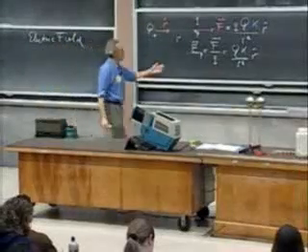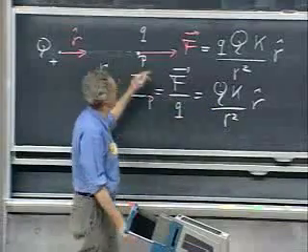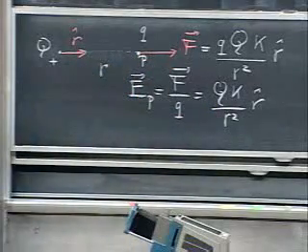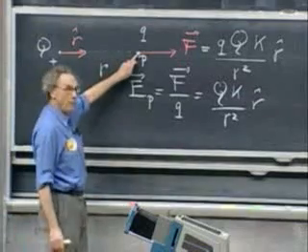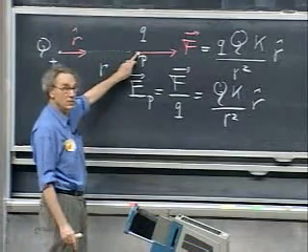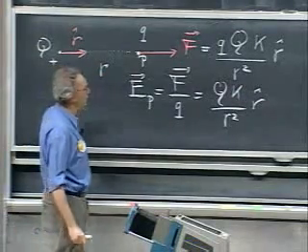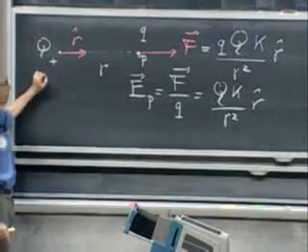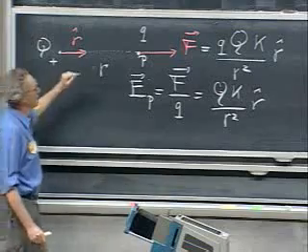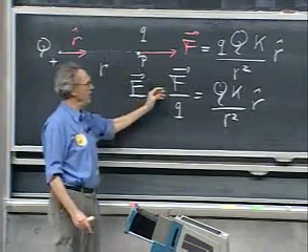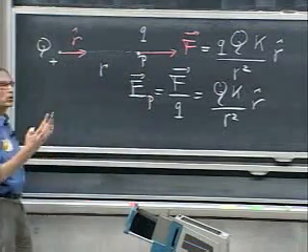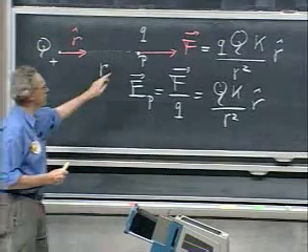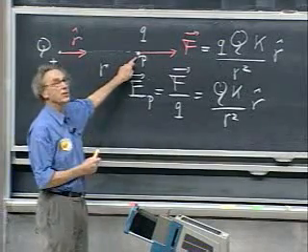And by convention, we choose the force such that if this is a positive test charge, then we say the E field is away from Q if Q is positive. If Q is negative, the force is in the other direction, and therefore E is in the other direction. So we adopt the convention that the E field is always in the direction that the force is on a positive test charge.